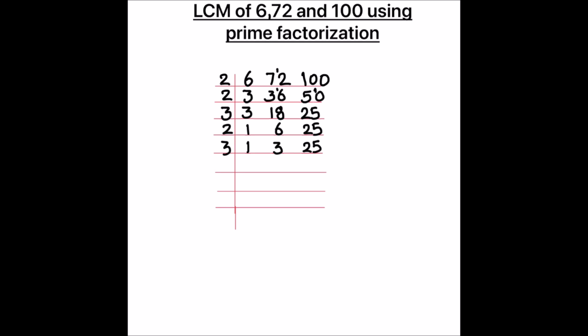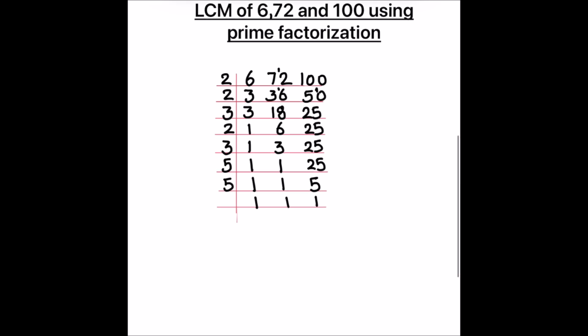Now we are going to use 3 to divide 3. 3 times 1 is 3 and 25 is not fully divisible. We are going to write it as is. Now 25 is divisible by number 5. This is 1, this is 1. 5 times 5 is 25 and 5 is a prime number. It is only divisible by number 5. 5 times 1 is 5. So now all the numbers are fully divided.